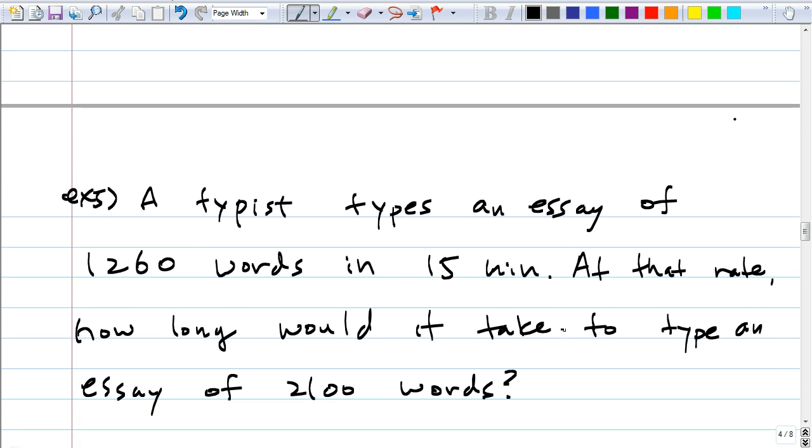A typist types an essay of 1,260 words in 15 minutes. At that same rate, how long would it take to type an essay of 2,100 words? By the way, do you expect it to be more than 15 or less than? More. That's right, because you're typing more. Go ahead, everybody try now.